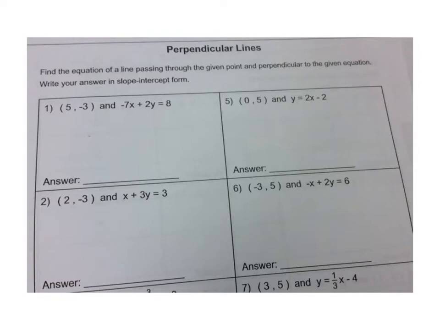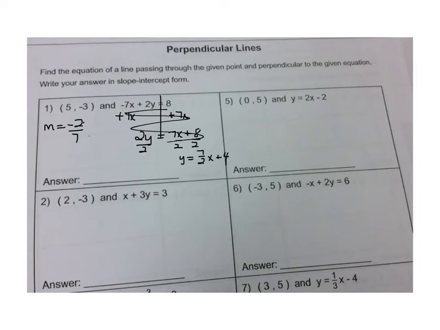Perpendicular lines are the exact same. The only difference is that you are going to use the opposite reciprocal slope instead of the same slope. So on number 1, we have to first find the slope. So add 7x and then divide by 2. Okay, so the slope of that line is 7/2. The slope of the line perpendicular to that would be -2/7. And so I'm done with all this.